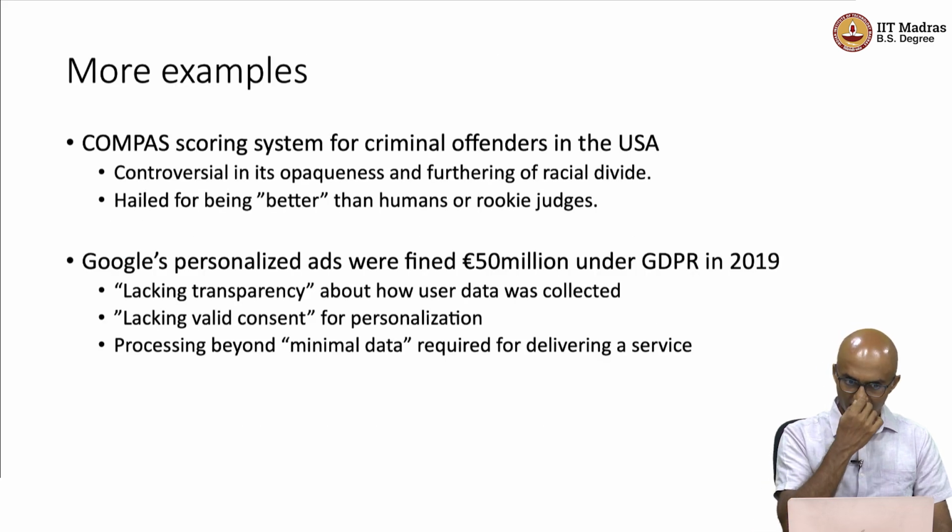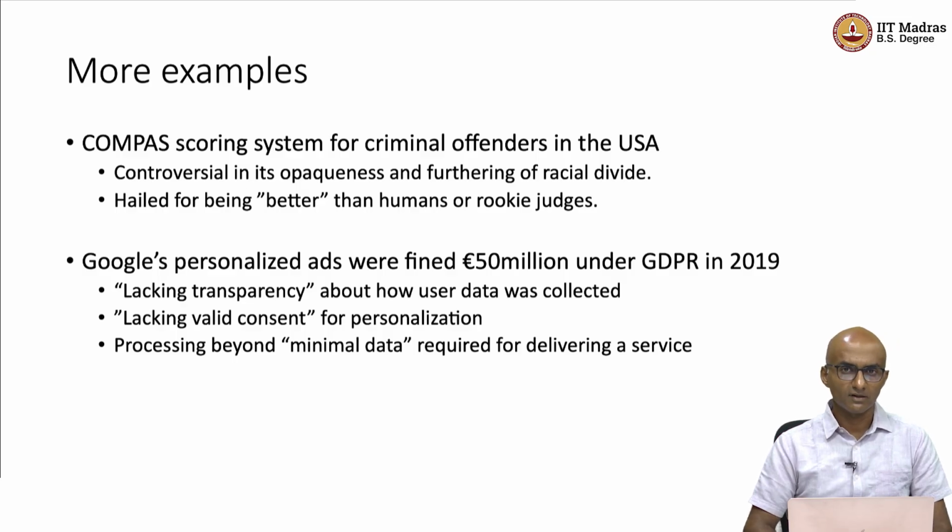Some more examples. There's a particular scoring system called Compass. It's a proprietary scoring engine provided to the criminal justice divisions in the US, mainly, I think, the federal courts and Supreme Courts, etc. The scoring system is intended for criminal offenders, and it ranks these offenders by how likely they are to commit a crime again. So it becomes a basis for judges to decide on bail, to decide on parole, to decide on early release from jail, etc.